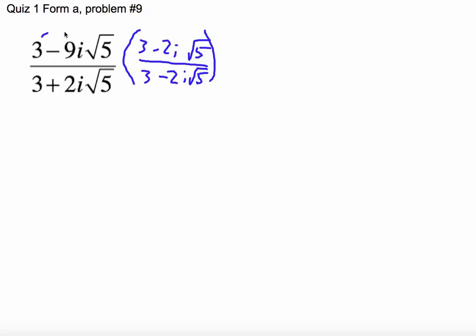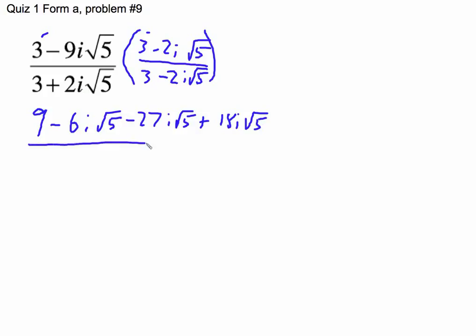The first two numbers, 3 times 3, that's 9. Outer is minus 6i square root of 5. Inner is minus 27i square root of 5. And last is minus 9 times minus 2, so that's a plus 18i square root of 5. Okay, the denominator, and here's where, oh, sorry, that's i squared up here.